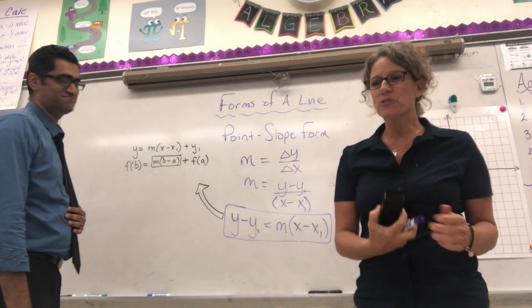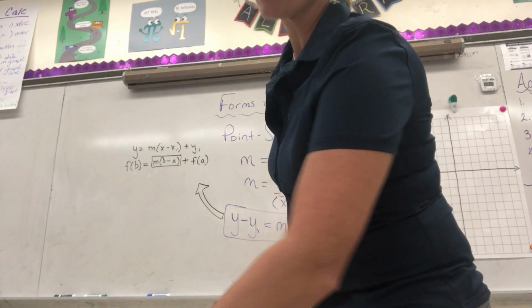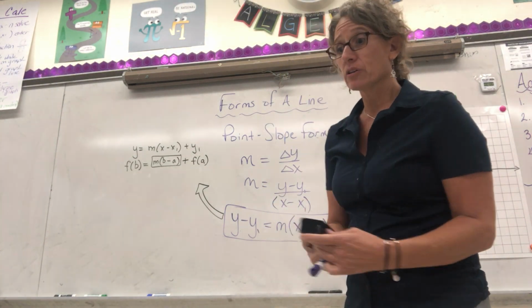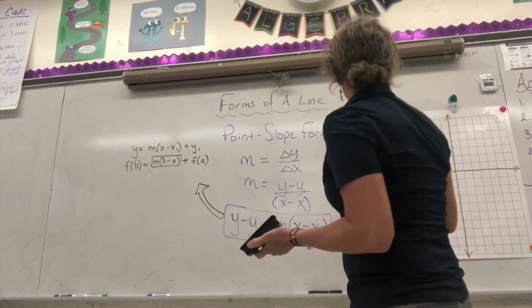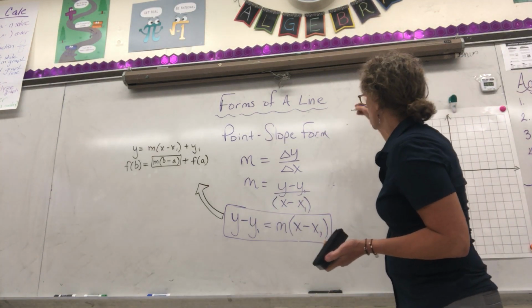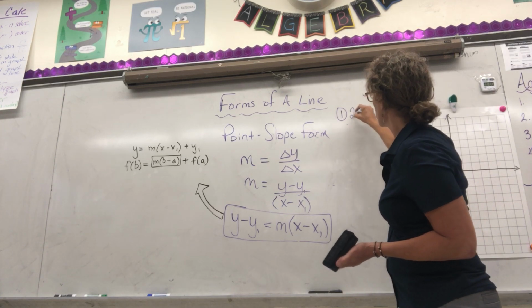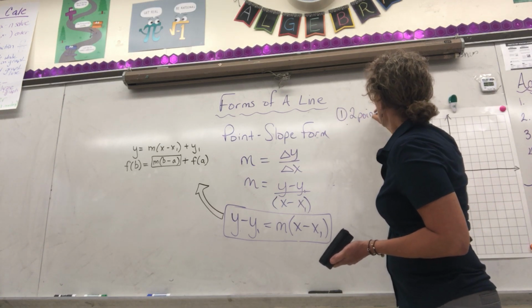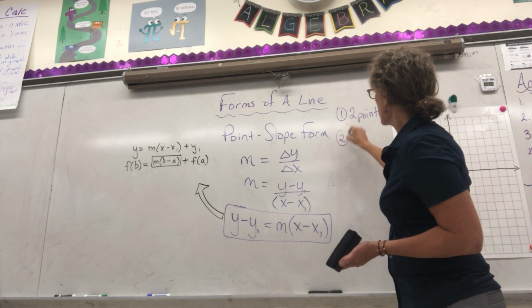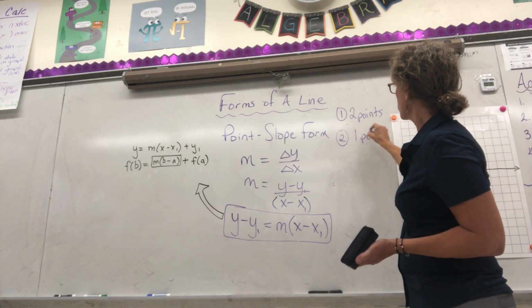So what we're first going to do is write the equation of a line given 2 points. There are a few things that you have to be able to do in mathematics. You have to be able to write the equation of a line given 2 points. You have to be able to write the equation of a line given 1 point and a slope.